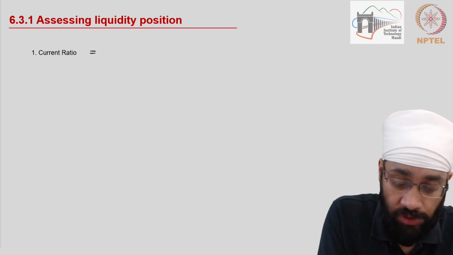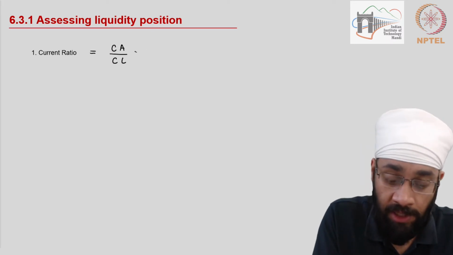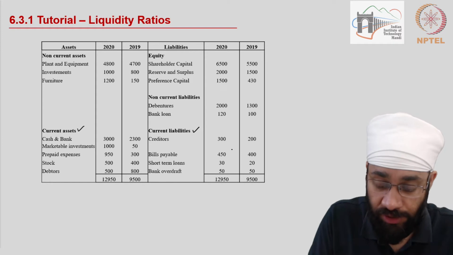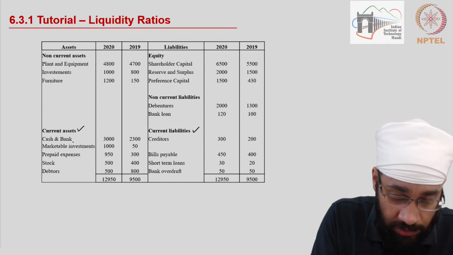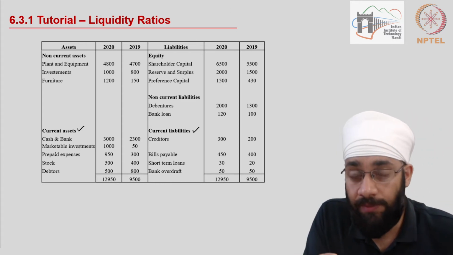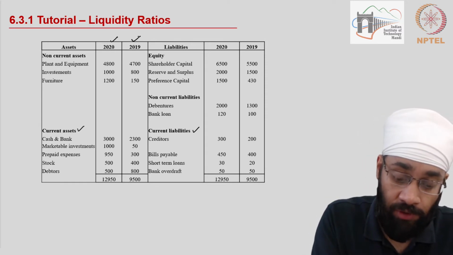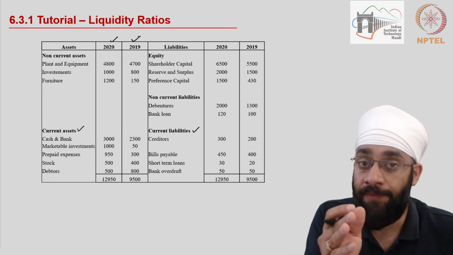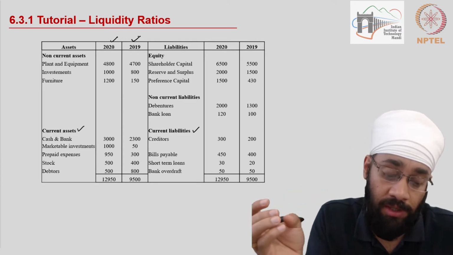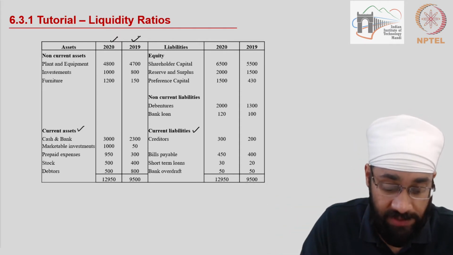We know the current ratio can be calculated by dividing the current assets by the current liabilities. We need to figure out what are the various current assets for this company. So we go to the balance sheet and we have cash and bank balance, marketable investments, prepaid expenses, stock and debtors. There are 5 items given in the balance sheet under the current assets. The other thing is we have 2 years worth of data. So we will calculate the indicator for both the years so that we can comment on whether the current ratio has gone up or down in these 2 years. So we can do a year-on-year comparison as well.